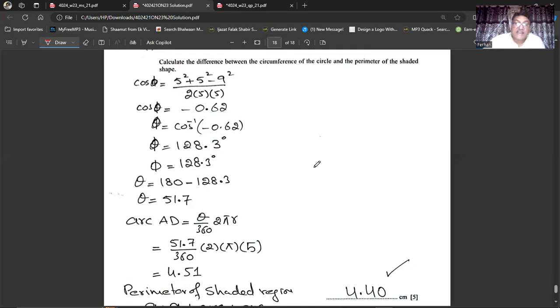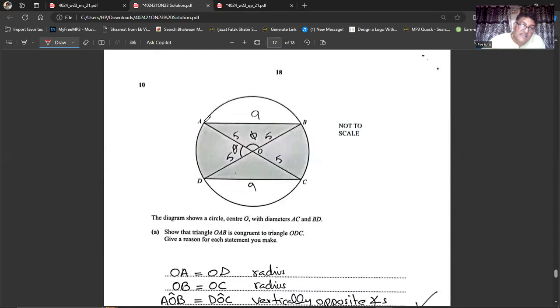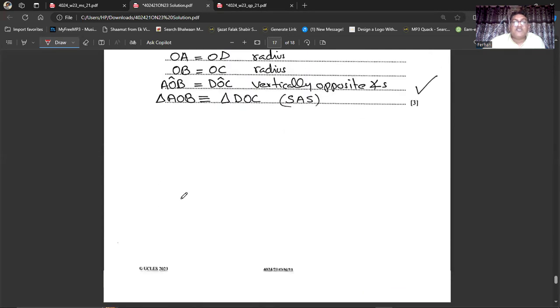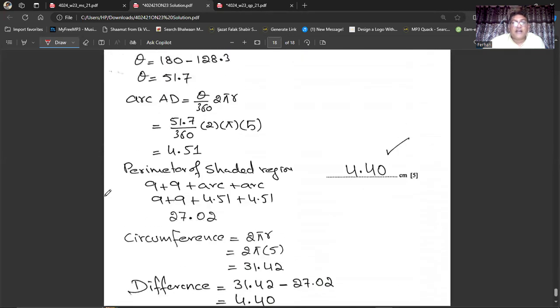Now the arc AD, so I'm talking about basically this arc AD. This arc AD will be equal to theta by 360 times 2 pi r. So the arc AD will be equal to 51.7 divided by 360 multiplied by 2 multiplied by pi multiplied by 5. The radius is 5. So you will get 4.51. So the perimeter of the shaded region is 9 plus 9 plus that arc plus that arc. There are two arcs which are the same. So it is 9 plus 9 plus 4.51 plus 4.51. That's 27.02. So that's the perimeter of the shaded region.